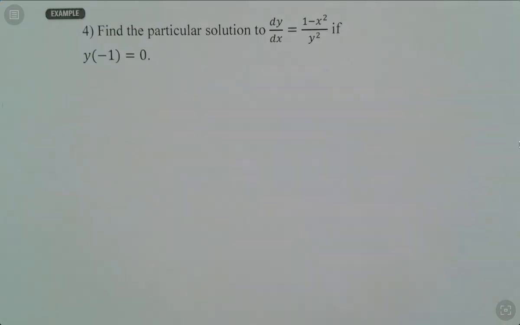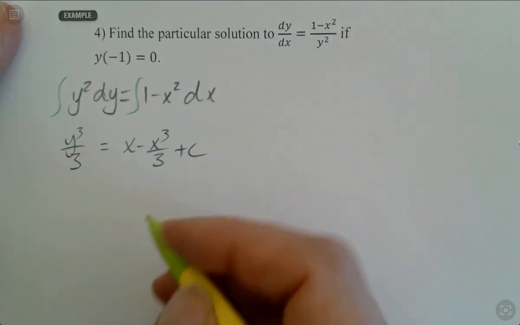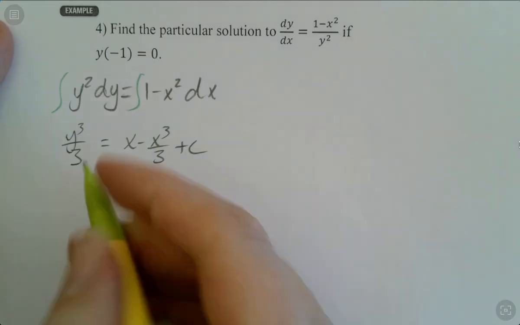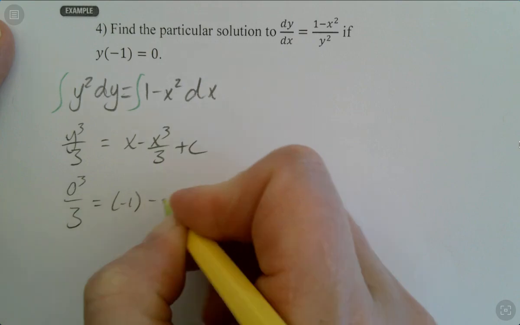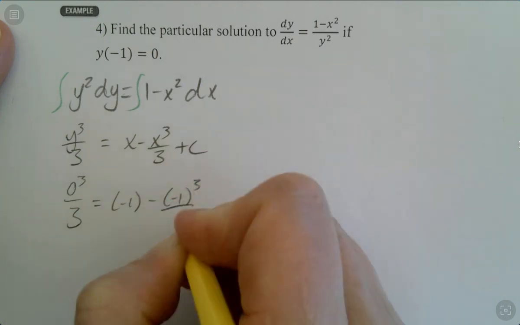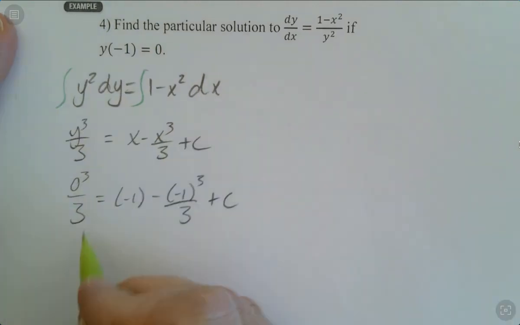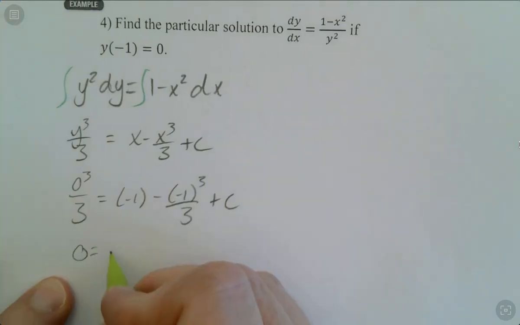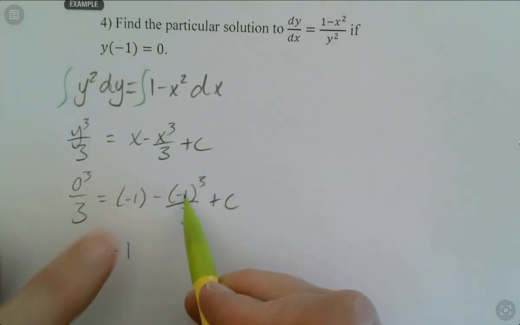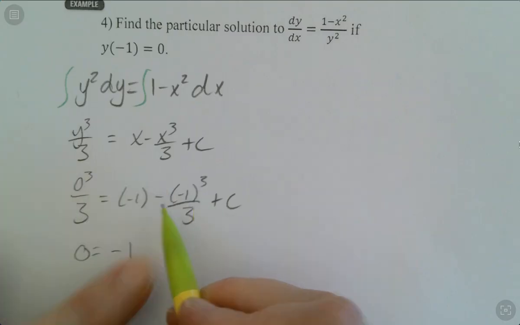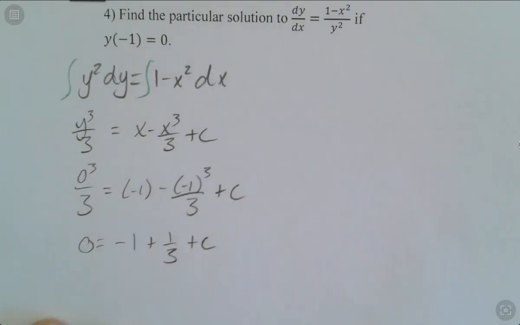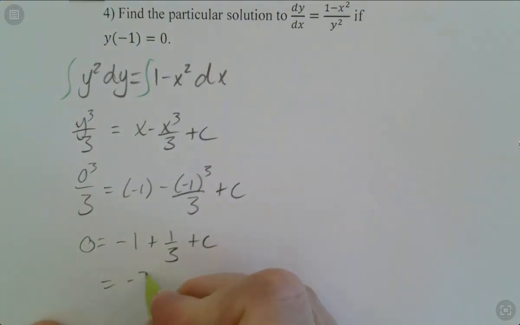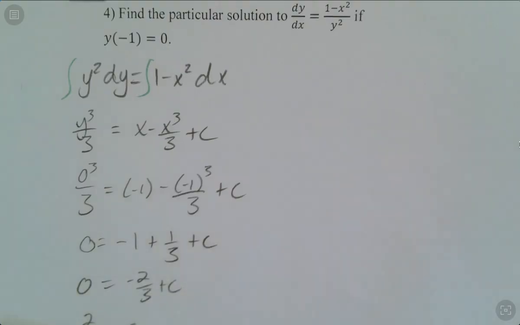Try this one all on your own. So when you plug in, you're going to have 0 cubed over 3 equals negative 1 minus negative 1 cubed over 3 plus c. Negative 1 cubed is negative 1, times that negative 1 makes that a positive 1/3 plus c. So that's negative 2/3 plus c is equal to 0, so 2/3 is equal to c.